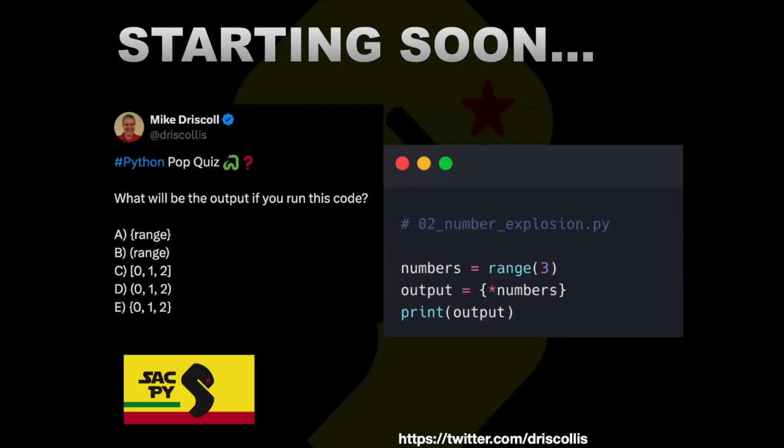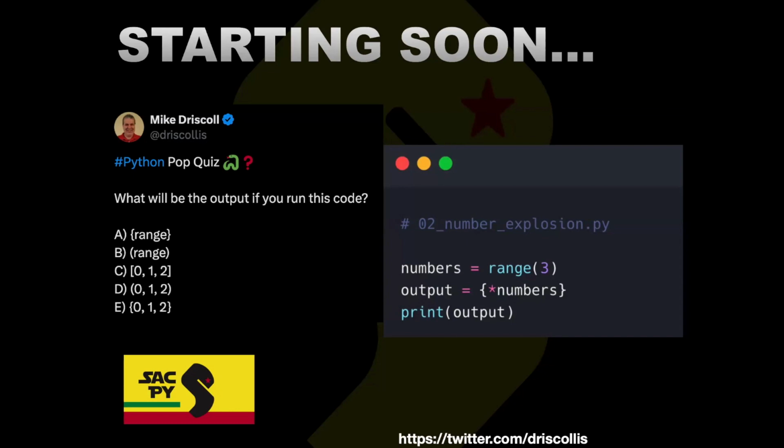All right. Before we get into the intro, our waiting room challenge, we've had some people guess at this one. Hovering time says E. What will be the output if you run this code?